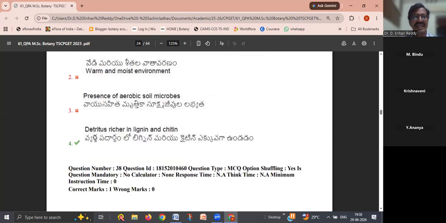Finally, if the detritus, the decomposing organic matter, is rich in lignin and chitin, the decomposition is very slow because it is very difficult. Lignin is a very complex material. Chitin is also a very complex material. In the sclerenchyma, the walls are made up of lignin, so it is very difficult. It takes a lot of time for decomposition of organic matter with lignin and chitin. So that is the right option because they are asking about the slower decomposition.